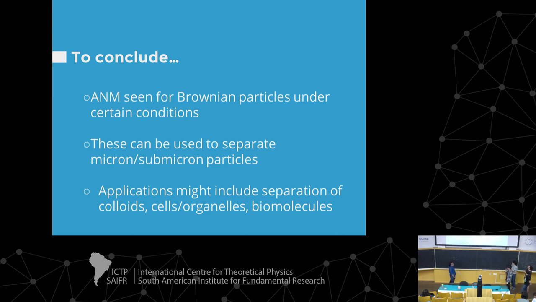So this kind of behavior can be exploited to create separation in different kinds of particles, based on the fact that the diffusion coefficient for different particles depends on their size. So we can imagine that if we use a system composed of large particles and small particles, the small particles will diffuse way faster than the large particles. So we can actually create a separation between different kinds of particles and isolate, for example, colloids, cells, and biomolecules in systems in which they're usually intertwined or mixed.